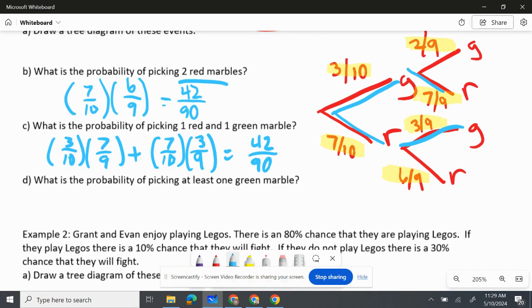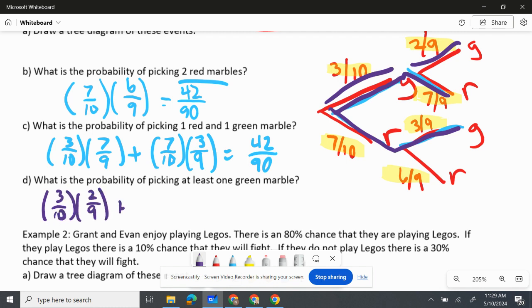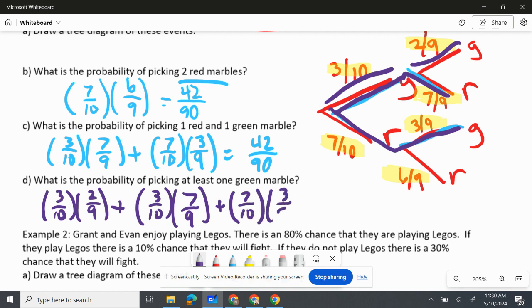Now, letter D, the probability of picking at least one green marble. At least one green marble could mean that it could be green red, or it could be red green, or it could be green green. So I'm going to start off with the green green, and that would be 3/10 and 2/9, or it could be the green red, which is 3/10 and 7/9, or it could be the red and green, which is 7/10 and 3/9. And that, of course, would be 48 over 90.